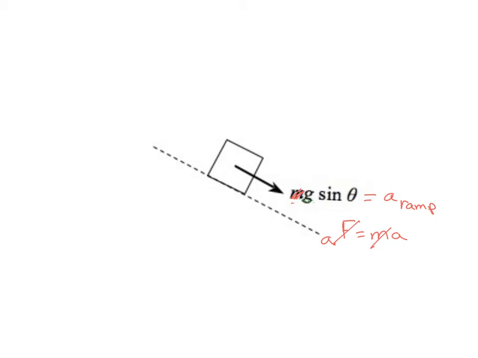The reason why finding the acceleration down the ramp is important is because once you know that, you can use it to solve a kinematic equation, something like v is equal to v naught plus a times t. That a right there, that's the g sine theta.